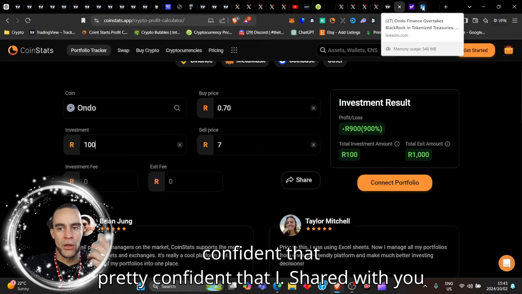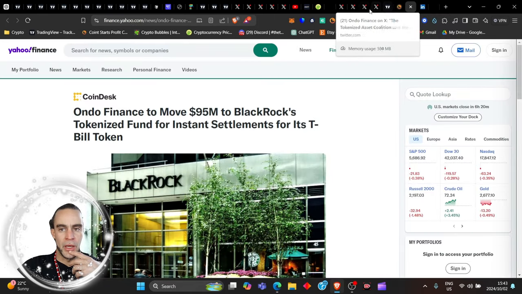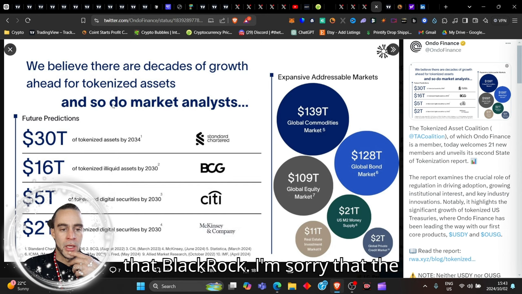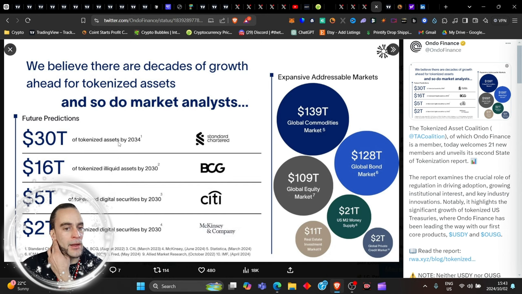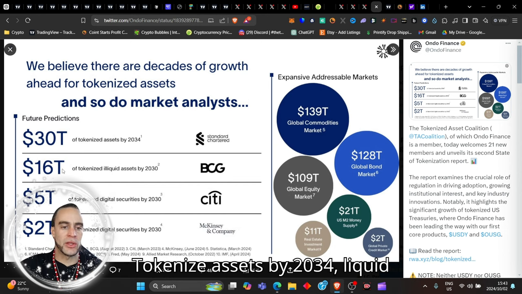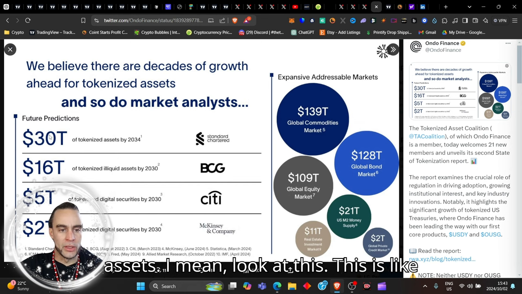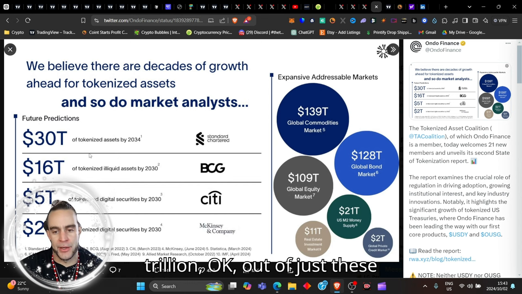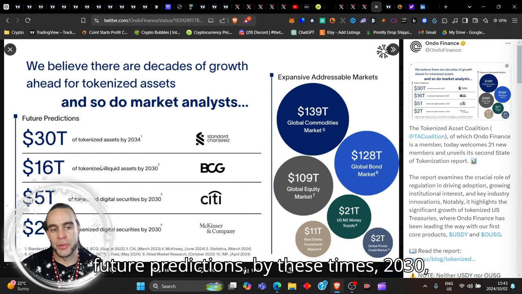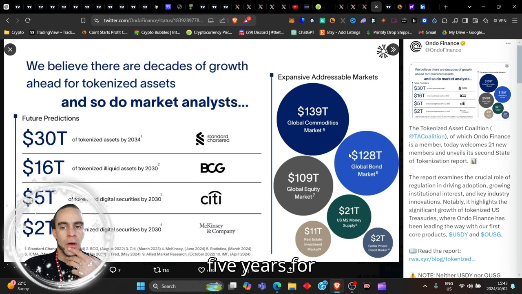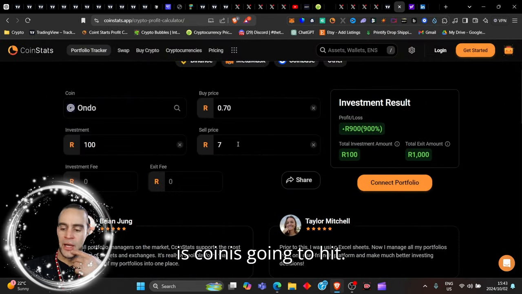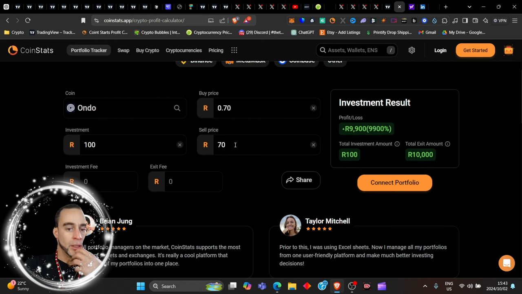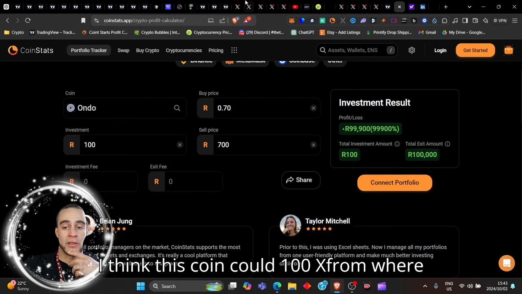But my friend, I'm pretty confident in what I just shared with you, okay, that BlackRock, the total tokenized assets by 2034, liquid assets, I mean, look at this. This is like $50 trillion, okay, out of just these future predictions by these times, 2030. That's in like five years. Are you happy to wait 5 years for your money to grow like ridiculously? Because my friend, I think in 5 years, this coin could 100x from where it is today.